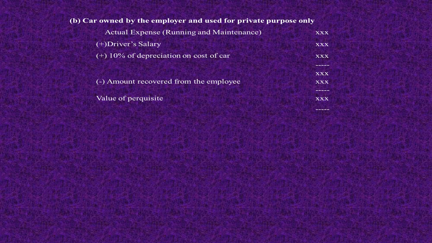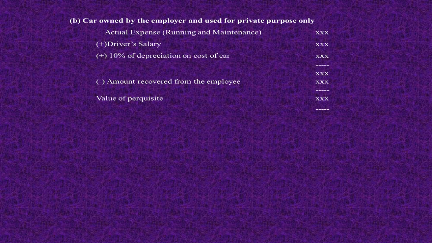For example, I am an employee and I'm working in a company. I am given a car for my personal use. Sometimes it might be given free of cost to me, or sometimes I might be paying some 500 or 1000 rupees as some concessional rate to my boss. So how do I calculate this?